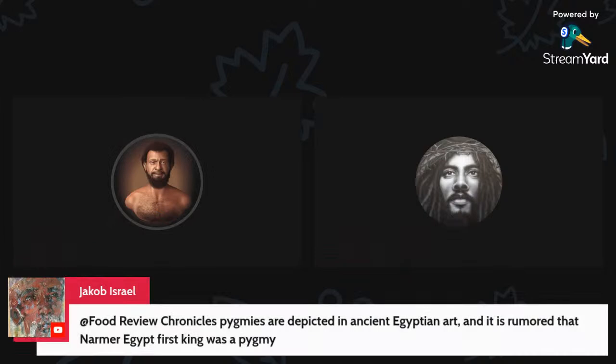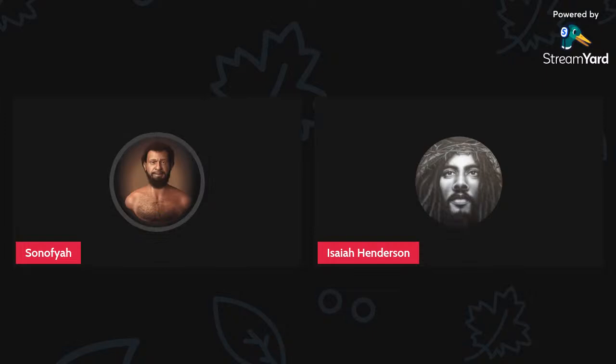Also, this comment is true as well. Homer wrote about the pygmies being on the Nile River back in the day. But the brother Jacob Israel says pygmies are depicted in ancient Egyptian art, and it is rumored that the first king of Egypt was a pygmy. Like I said, Homer wrote about pygmies living on the Nile and in Egypt as well. So that is interesting. Something to dig into.